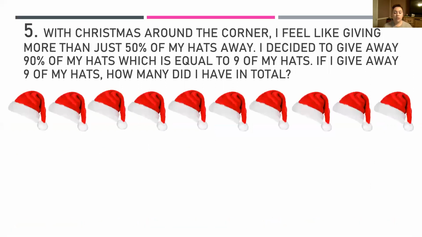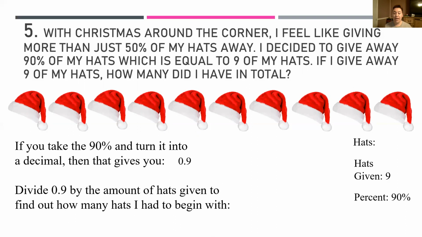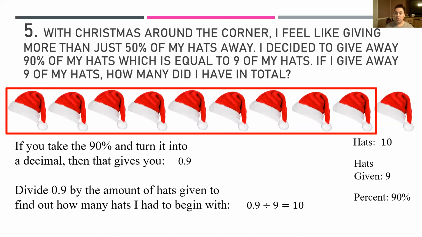Okay, so hats. I've given away 9, but percentage, I gave away 90% of my 100%. So what we do is take the 90% and turn it into a decimal, which gives you 0.9. Divide 0.9 by the amount of hats given to find out how many hats I had to begin with. So if you take 0.9 divided by 9, that equals 10. So it shows that I had 10 hats to begin with.